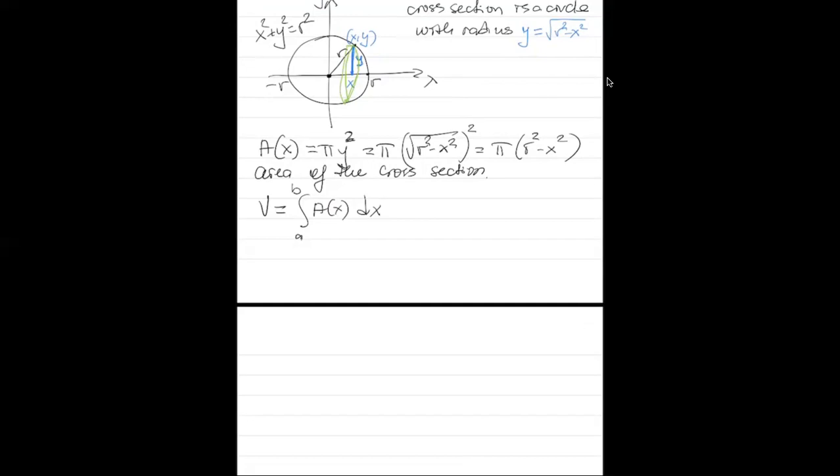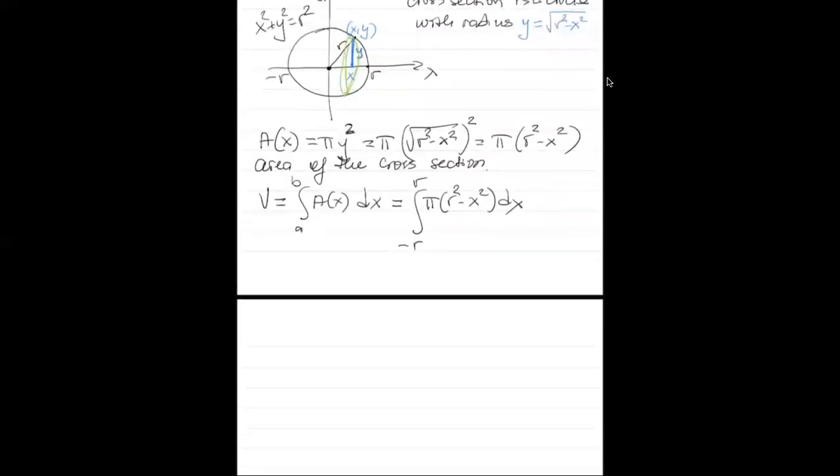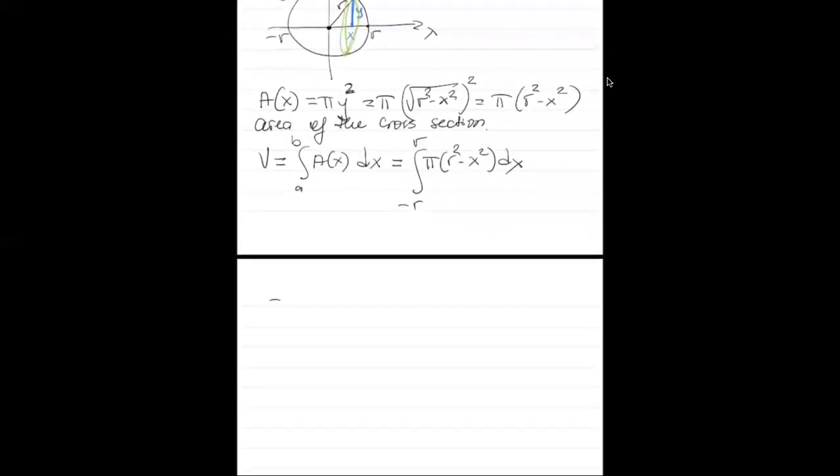So let's continue with our formula here and substitute a and b. We're slicing from negative r to r, and the area, A of x, we determined earlier, is pi times r squared minus x squared, dx. For convenience, we can write that this integral is equal to 2 times the integral from 0 to r. The sphere is symmetrical, so if we find half of it, slicing only from 0 to r, and multiply by 2, it will be easier to calculate this integral.